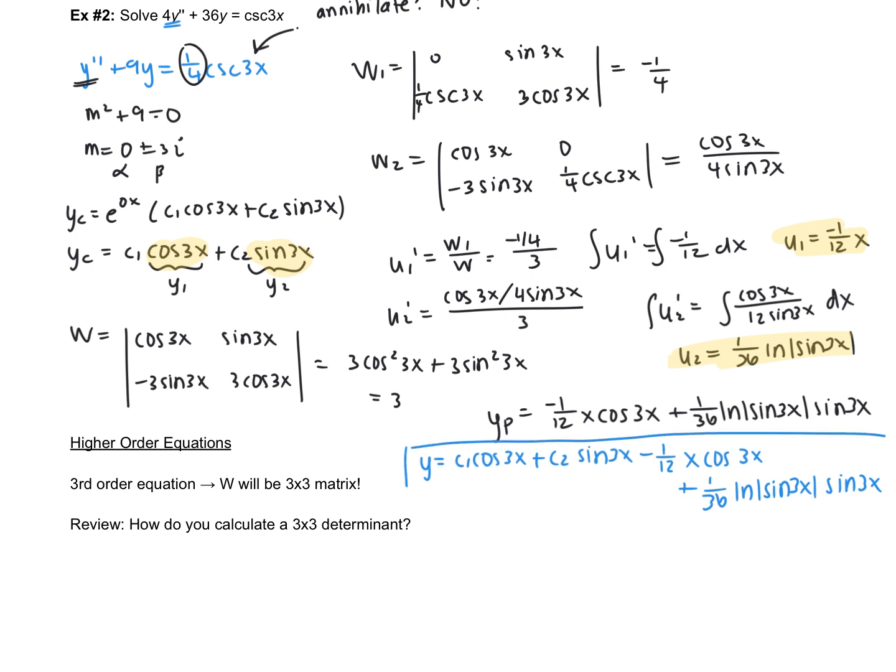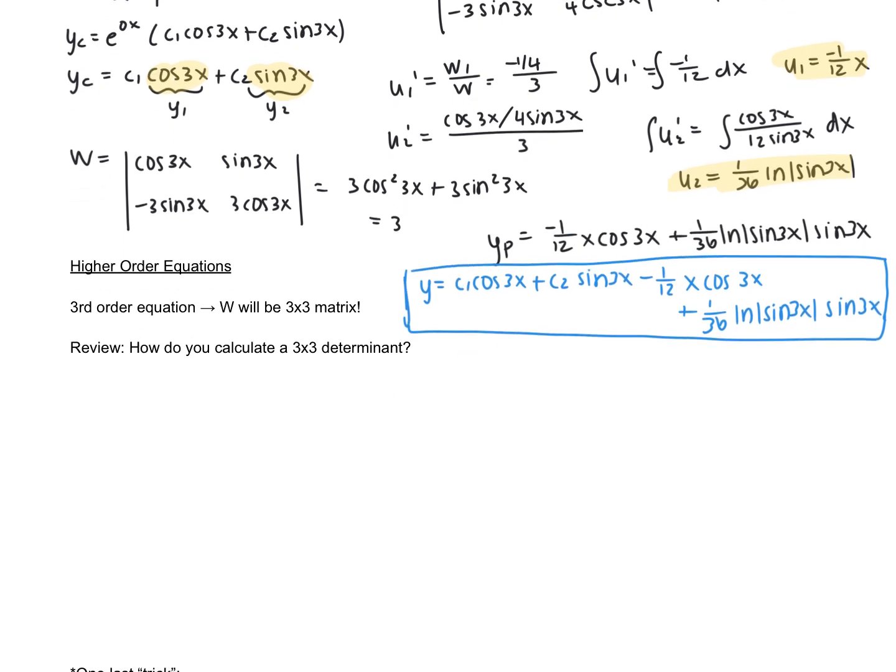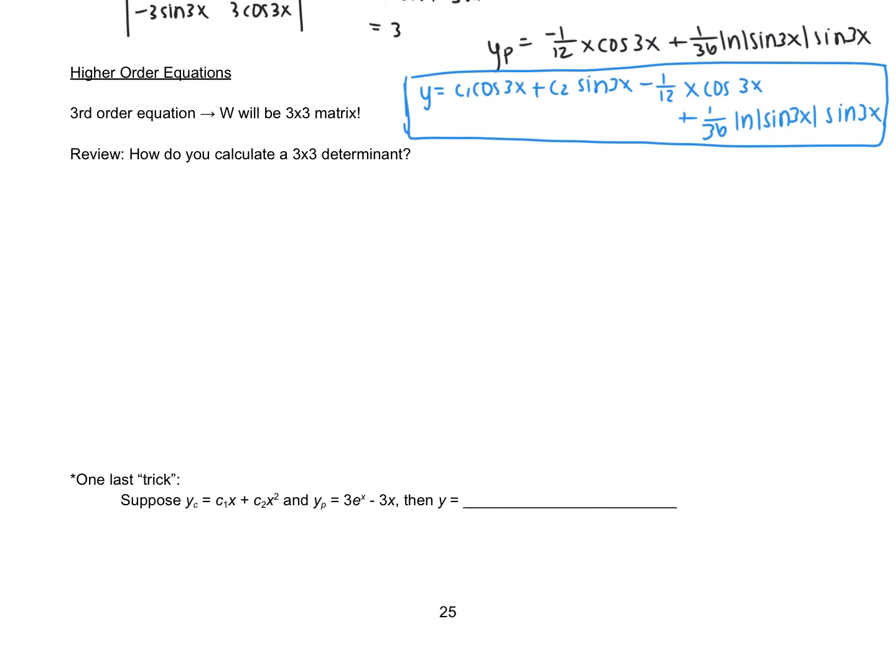So I hope you took the opportunity to try that one on your own. If you did, I hope you did fairly well on it. Okay, that was our last example, but we do have a few other things to chat about. We can use this process for higher order equations. So for a third order equation, for example, your W is going to be a 3x3 matrix. So we need to probably review how to calculate the determinant of a 3x3 matrix.